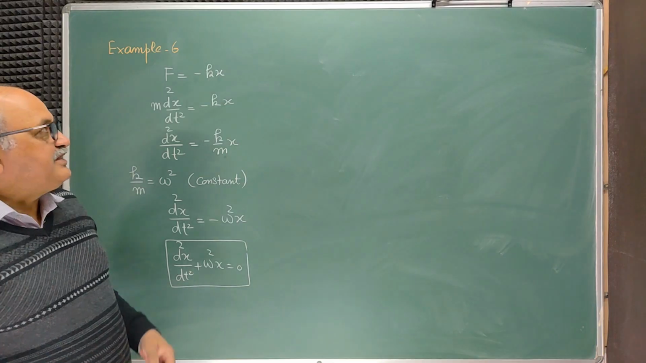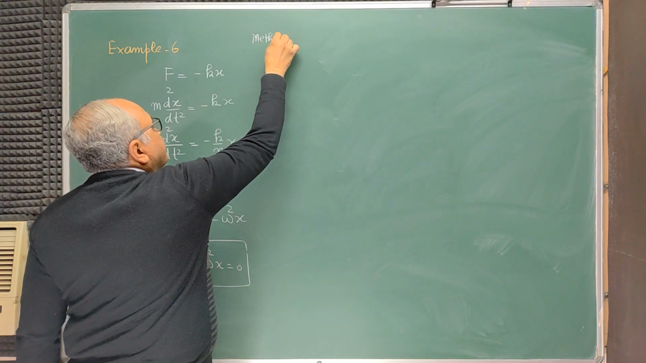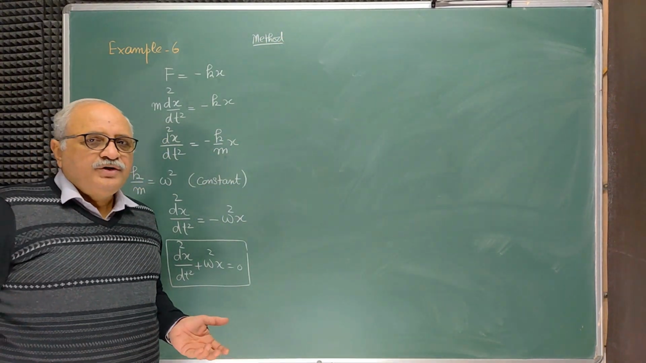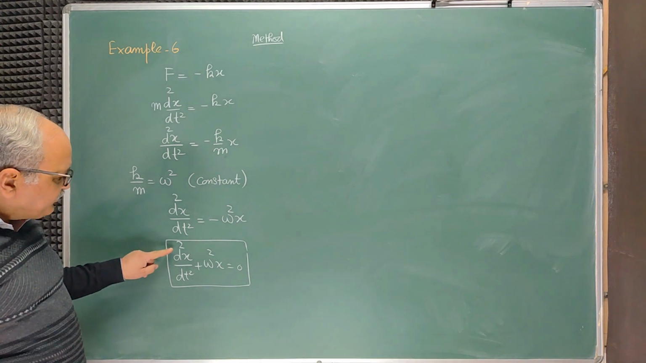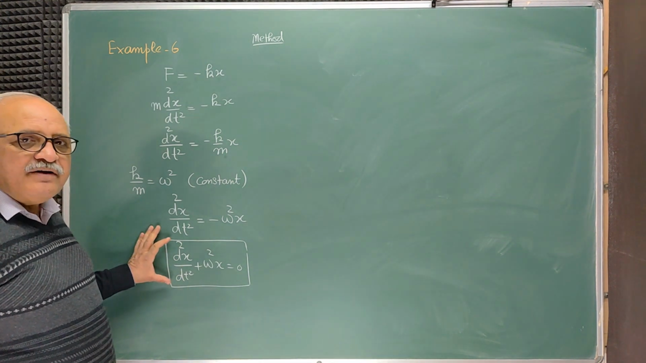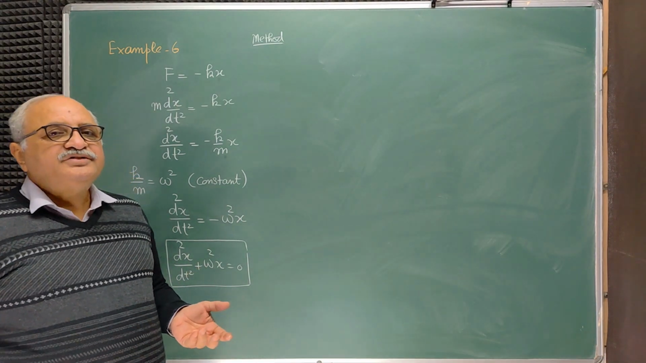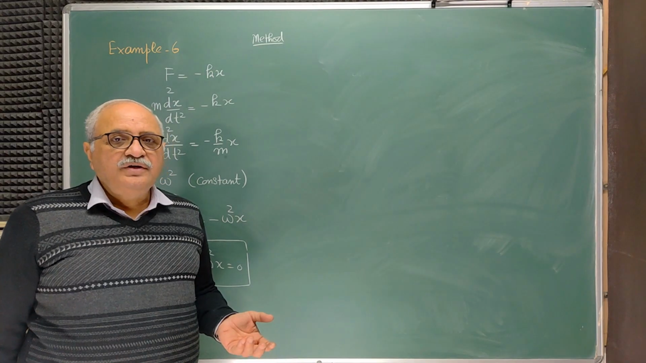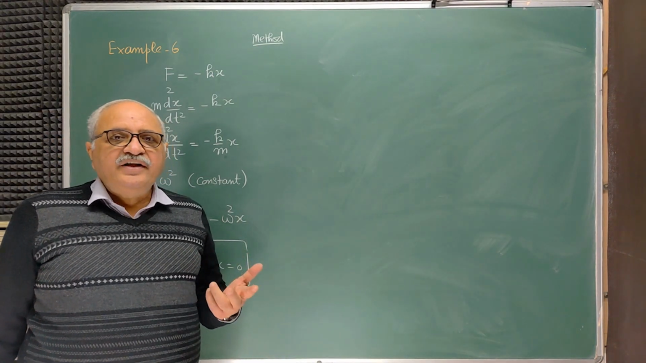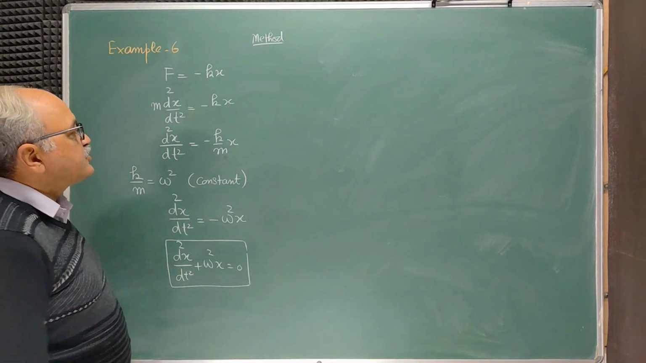Let's take the first method. First method is based on direct integration. You might have noticed that since the order of derivative is 2, this is a second order differential equation. Since it involves second order derivatives, we have to integrate it twice, right? So let's first of all restructure this equation.